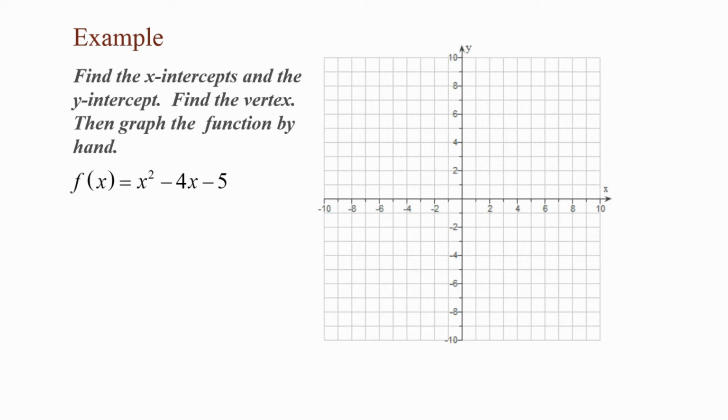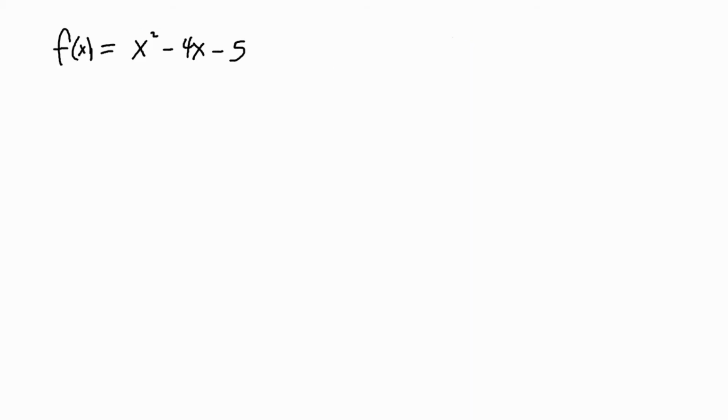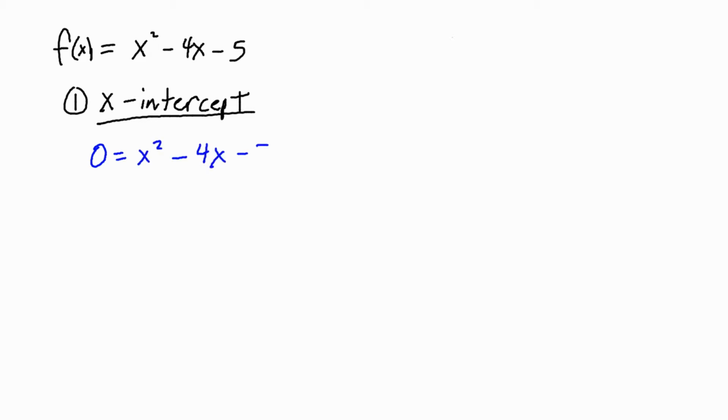In this example, find the x-intercepts and the y-intercept. Find the vertex. Then graph the function by hand. So the first thing we need to do is find our x-intercepts, which means our y, or in this case f of x, is going to equal 0. 0 equals x squared minus 4x minus 5.